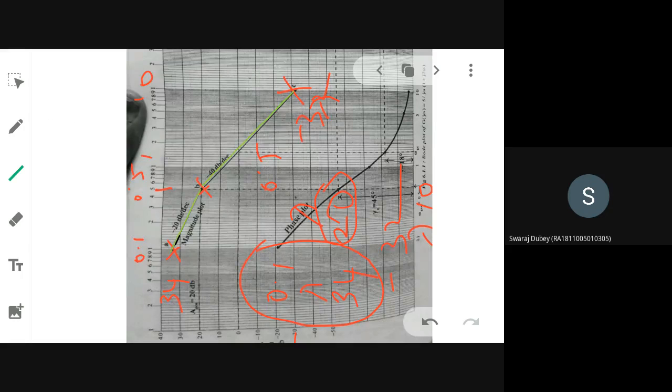Again I'm drawing, using a scale to join it, and marking the slope. The initial value of slope is minus 20, and then minus 20 and minus 40. So this is my magnitude plot, again for an uncompensated system.